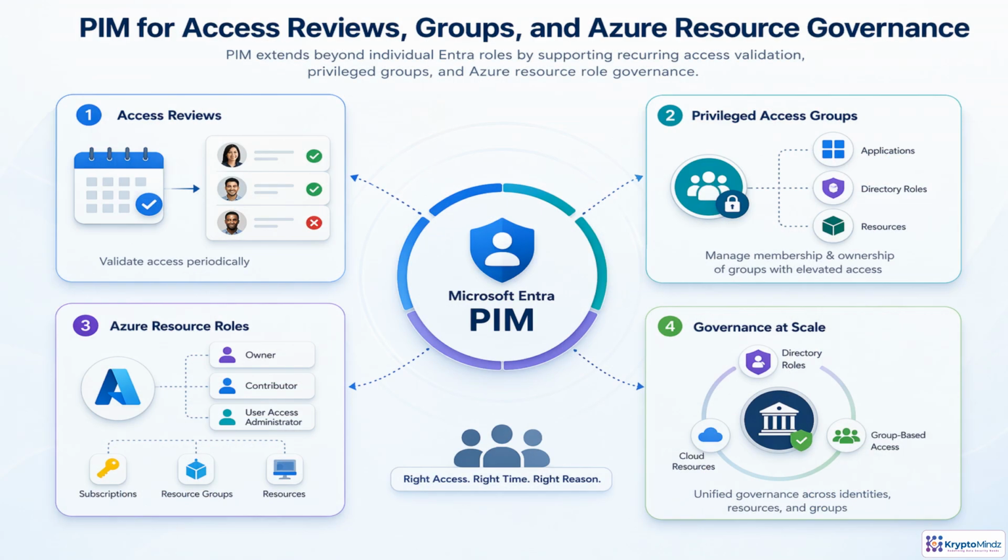PIM is a governance layer for privilege, not just a role activation tool. It can trigger access reviews so privileged assignments and group memberships are periodically revalidated instead of forgotten. It can manage privileged access groups where joining a group may unlock applications, directory roles, or resources.